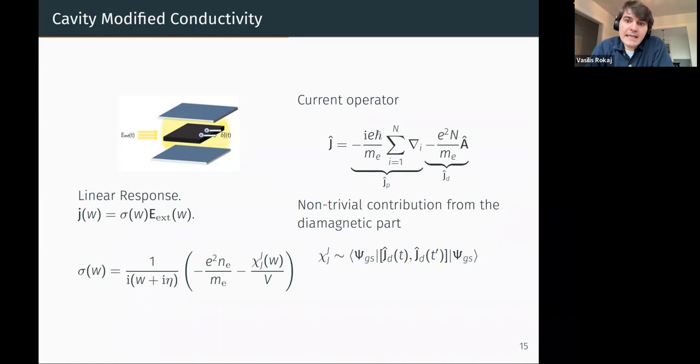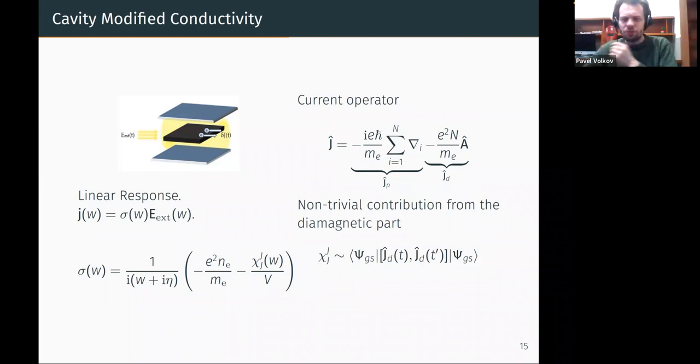The interesting thing in this setting is that in the current operator we have, of course, the paramagnetic part, JP, which is the total momentum of the system, the paramagnetic current, but we also have the diamagnetic one. Now if you compute the current correlator, you have a non-trivial part coming from the diamagnetic part. Because this ground state is a renormalized state of the photons for the field, this current correlator comes out to be non-trivial because of this finite photon population, okay?